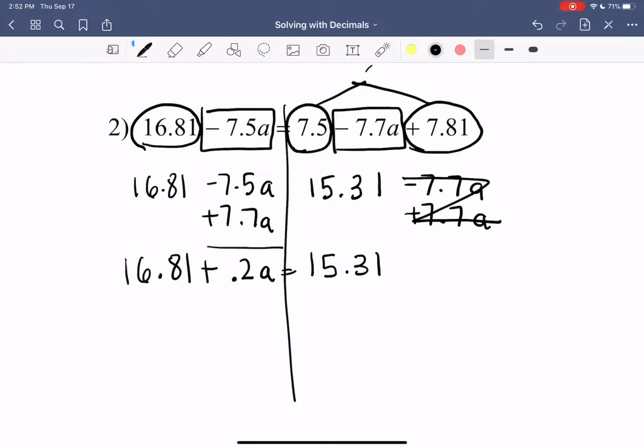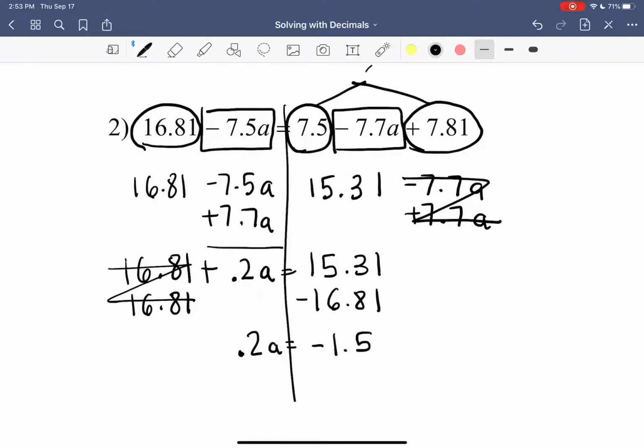So we're down to our third step, which is to determine if we have constant numbers. So we have a constant number here, 16.81, and we have a constant number here, 15.31. And we're going to then find the constant that's on the same side as the variable and move it to the other side. So that is this 16.81. Since it's a positive, we're going to then subtract 16.81 from both sides. This becomes our 0 pair, and on the left, we're left with 0.2a equals 15.31 minus 16.81. It's going to leave us a negative 1.5.